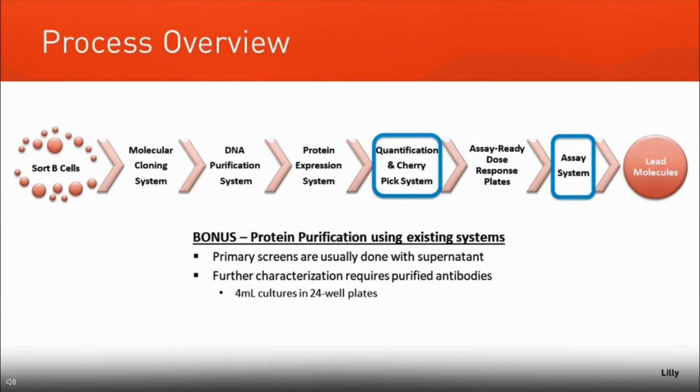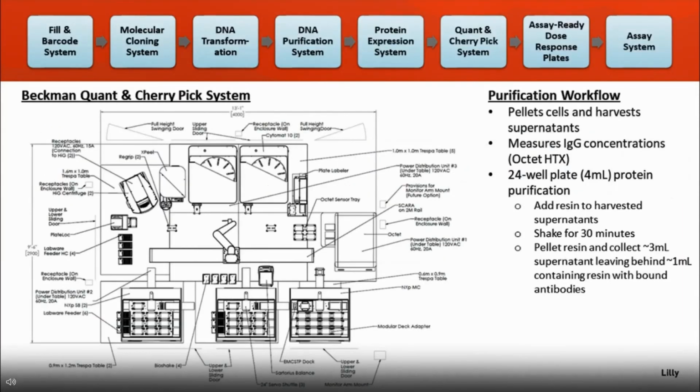And so that's where I'm going to talk about those little tweaks that we've made recently, and how we can enable the throughput that we need for protein purification. And I've already shown why and how we've upsized the DNA purification system, so kind of reallocating the money where we get the best bang for our buck. And so this is the Beckman Quant and cherry pick system, again, what we call the IgG system.